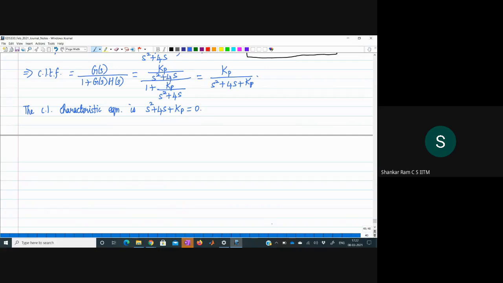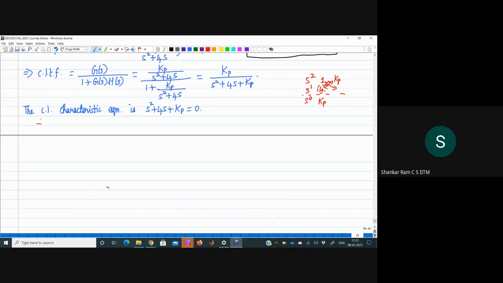We can even form the Routh array. Just for clarity, we write s squared, s power 1, s power 0. The coefficients will be 1, 4, and Kp. Now in the s power 0 row, we multiply 4 and Kp, subtract the product of 1 and nothing, divide by 4, so we are going to get Kp. If you look at the first column of the Routh array, we have 1, 4, and Kp. 1 and 4 are positive, so for stability, we need Kp to be greater than 0.